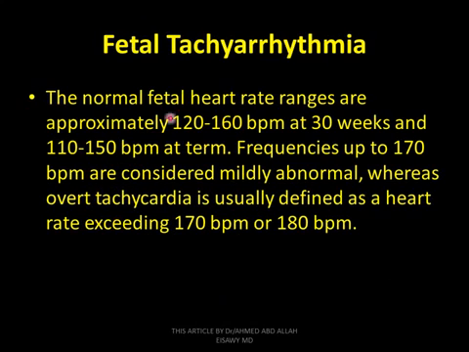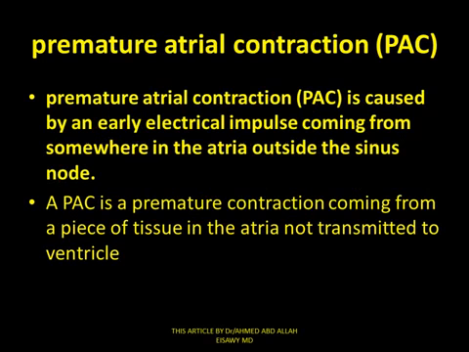Fetal tachyarrhythmia. The normal fetal heart rate ranges are approximately 120 to 160 beats per minute at 13 weeks and 110 to 150 beats per minute at term. A rate up to 170 beats per minute is considered mildly abnormal, whereas tachycardia is usually defined as a heart rate exceeding 170 or 180 beats per minute. Tachyarrhythmia. Premature atrial contraction is the commonest form of fetal arrhythmia.